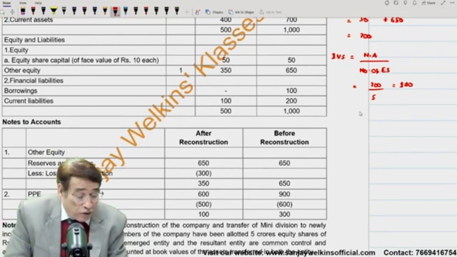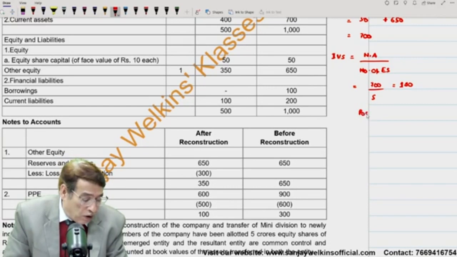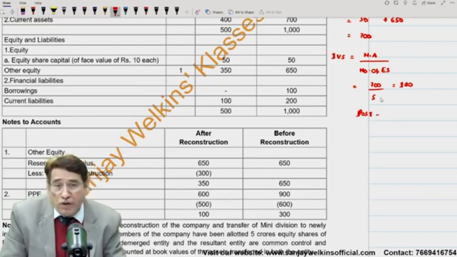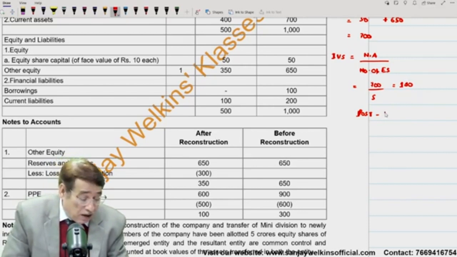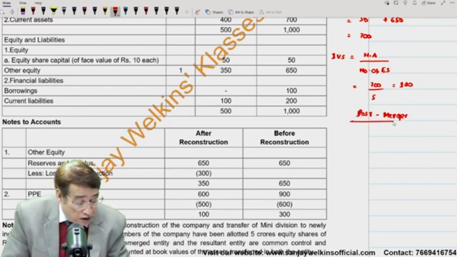Now I'm asking this question because although it is not asked, in case it is asked, you should be in a position. Suppose the question asks you to also compute intrinsic value before demerger. So you can give the answer in this manner. Similarly, suppose I ask you intrinsic value post demerger, after the demerger. Sorry, I had said post-merger, actually it should be demerger.